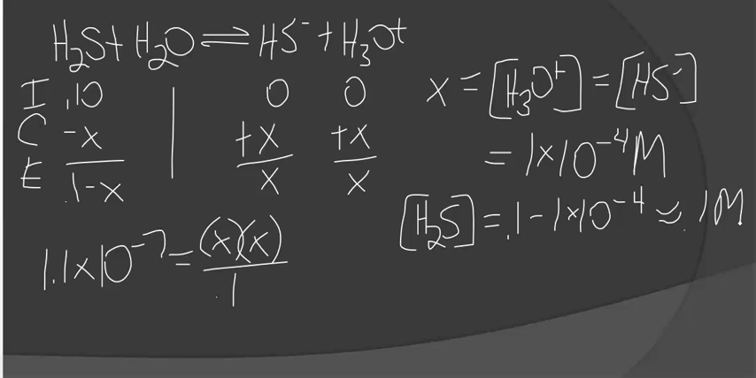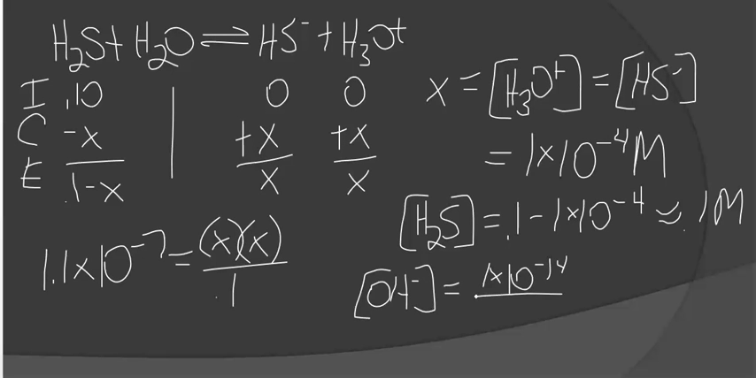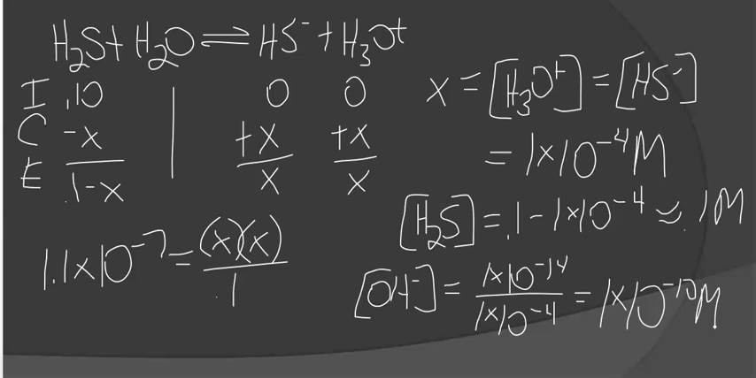And then finally, anytime we have H3O+, we also have OH-. And I would find OH- by taking 10 to the negative 14th and dividing by x, 10 to the negative 4th. And so OH- comes out to 10 to the negative 10th molar. So there are 4 species that are present in this solution. That's from the first dissociation. There's also a second dissociation.